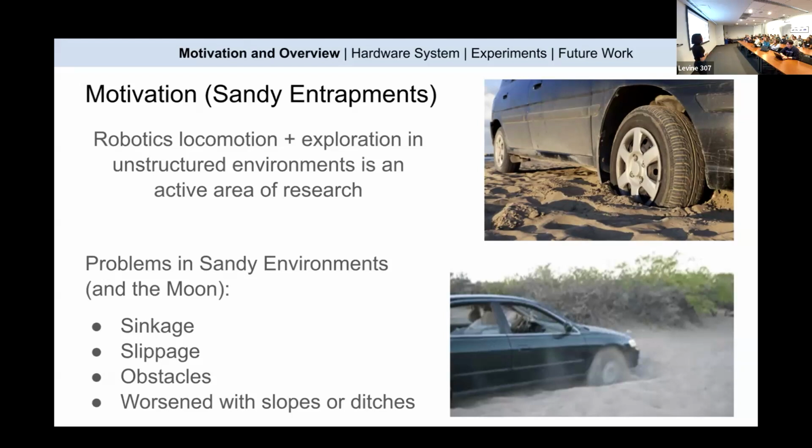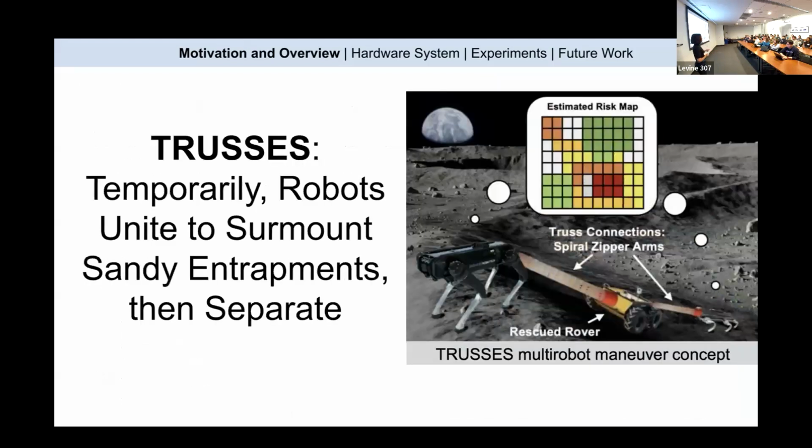And so what the TRUSSES project suggests is to create a team of robots. Instead of sending just one bot out there, you send multiple. The idea is that if you have multiple and they have the ability to connect to one another, they would be able to help the bot that has gotten stuck and bring it back out.